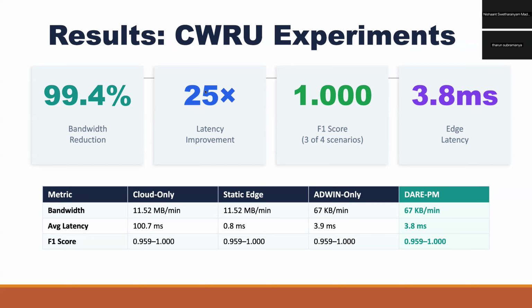Looking at the results from the CWRU dataset, we see some strong improvements. As you can see, we achieved 99.4% reduction in bandwidth usage and about 25 times improvement in latency. The edge processing time is around 3.8 milliseconds, which is suitable for real-time applications. At the same time, the detection accuracy remains unchanged across all methods. So we are able to make the system much more efficient without sacrificing any performance at all.